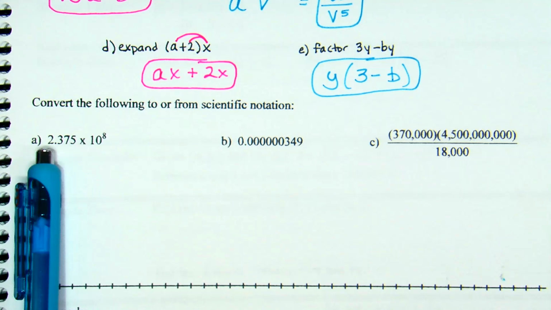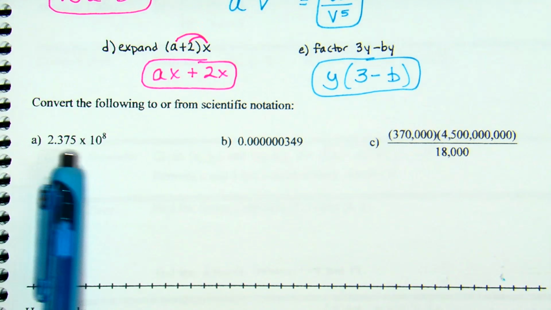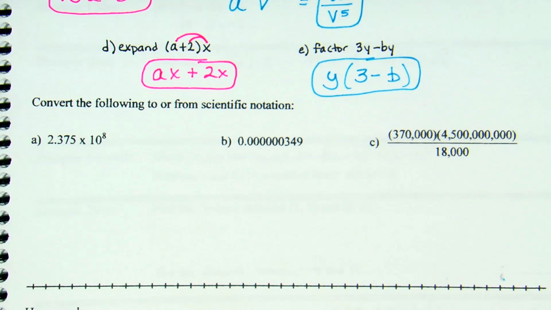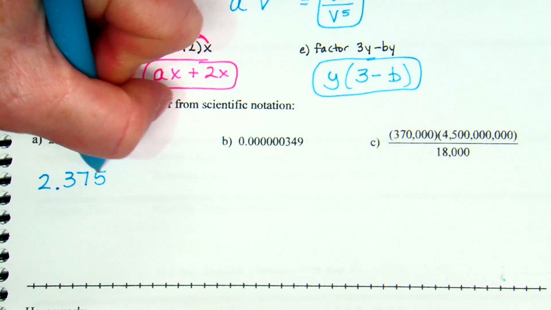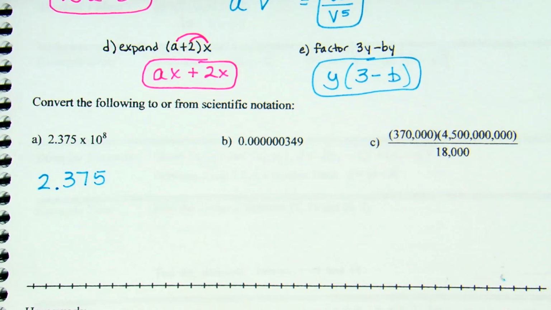Okay, so remind me, 2.375 times 10 to the 8th. How do I convert that out of scientific notation? Move the decimal place. Eight places? Eight places which way? To the right? Okay. Does this mean I add eight zeros? No. No, you guys are all past that misconception.